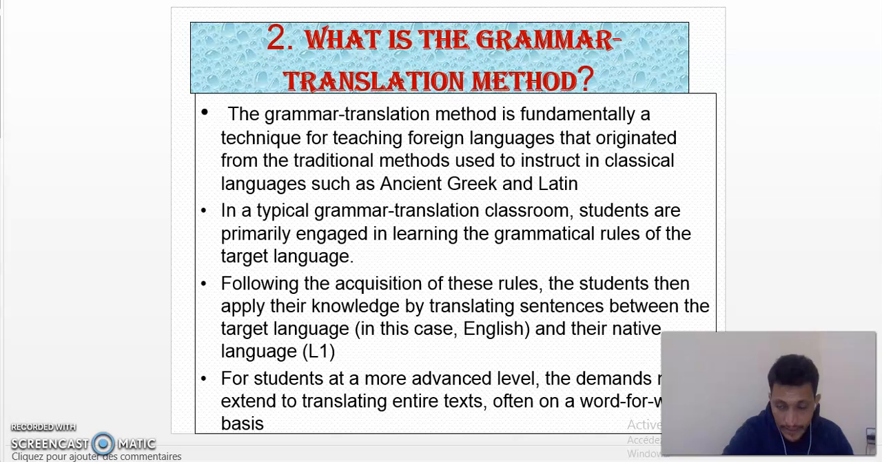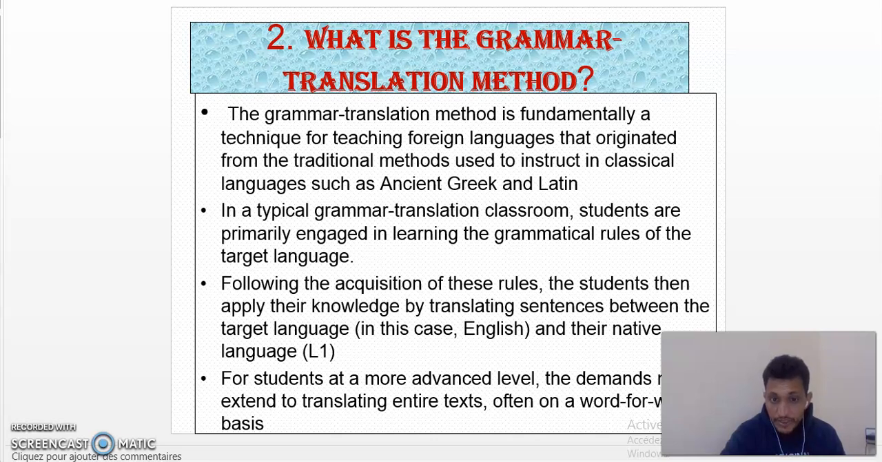Now, number two, the second thing that I'm going to share with you is, what is this method? What is the grammar translation method? The grammar translation method is fundamentally a technique for teaching foreign languages that originated from the traditional method used to instruct in classical languages such as ancient Greek and Latin.